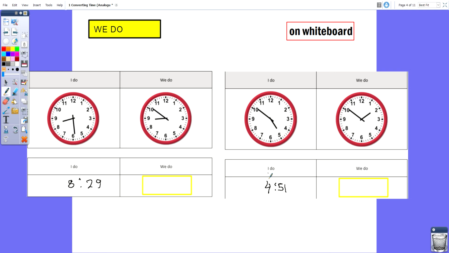Okay, what I want you to do, please, is on a piece of paper or in your books or wherever you're working, can you have a go at the 2 clocks that say we do? Write down your guess for the time based on the method we've just used. Pause the video and then unpause it to check if your answers are correct.